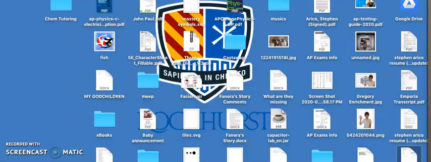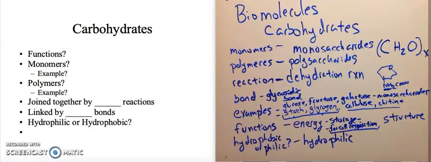So for our carbohydrates, the monomers or monosaccharides, our favorite example is glucose, but others include fructose and galactose. Our polymers are called polysaccharides, and our examples of polysaccharides include starch, which is the energy storage molecule in plants, glycogen, which is the energy storage molecule in animals, cellulose, which is a structural carbohydrate in plants, and chitin, which is a structural carbohydrate in arthropods and fungi.